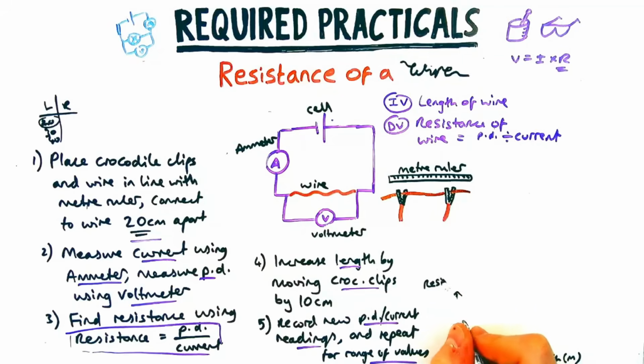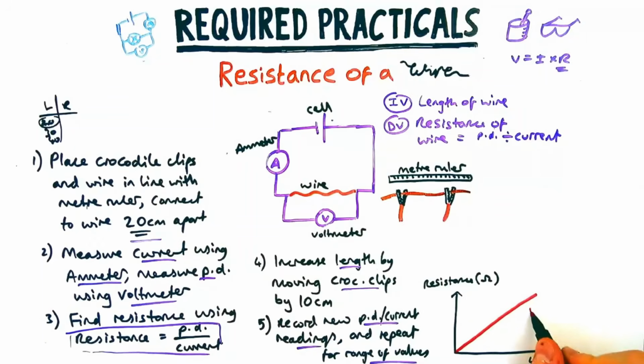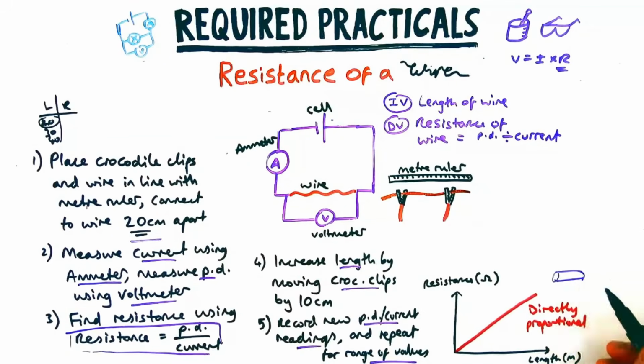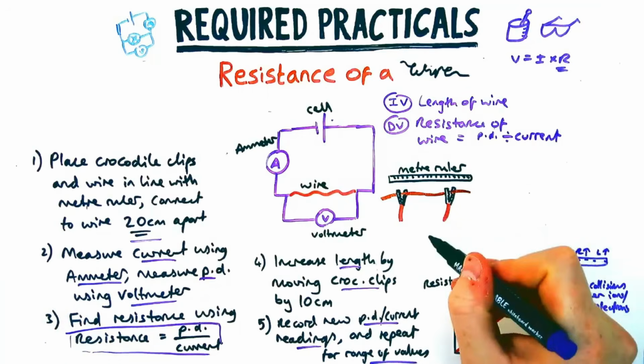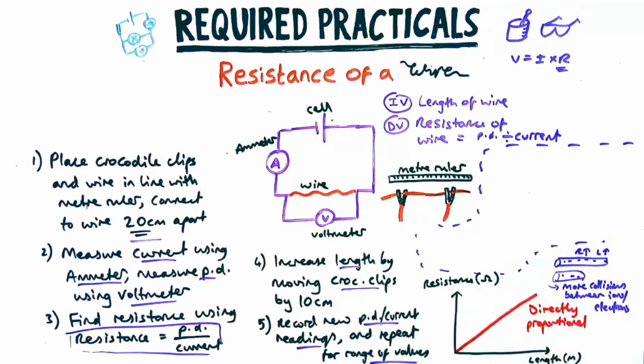Now with your results, you could be asked to plot a graph, or be given a graph of length versus resistance. Those two variables should be directly proportional, meaning if there's no length, there's no resistance. It should go through the origin. While we're here, it's a good idea to explain why this occurs. If you imagine electrons going through a wire, if it's twice as long, for example, then the electrons are going to have more collisions between them and the ions. Therefore, more collisions means more resistance. So a longer wire means a greater resistance and a shorter wire means a lower resistance.